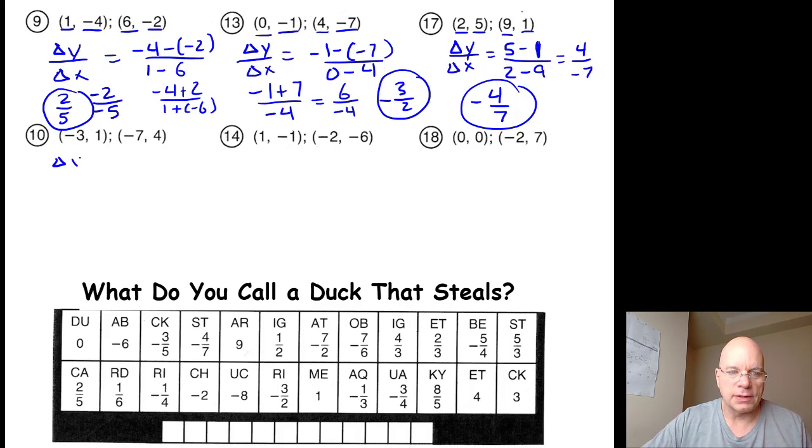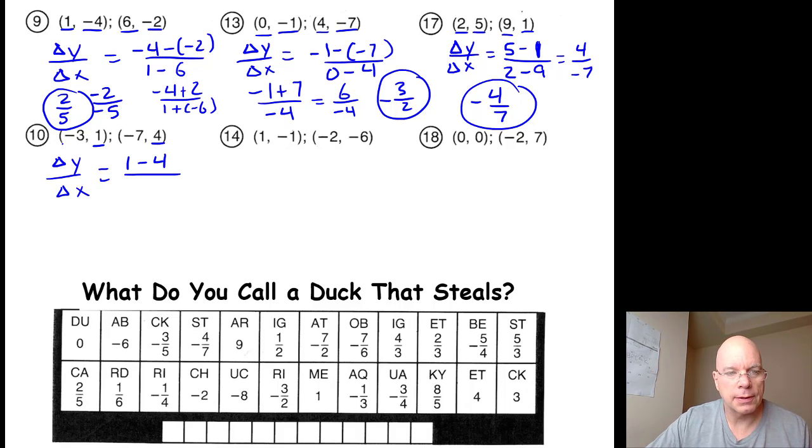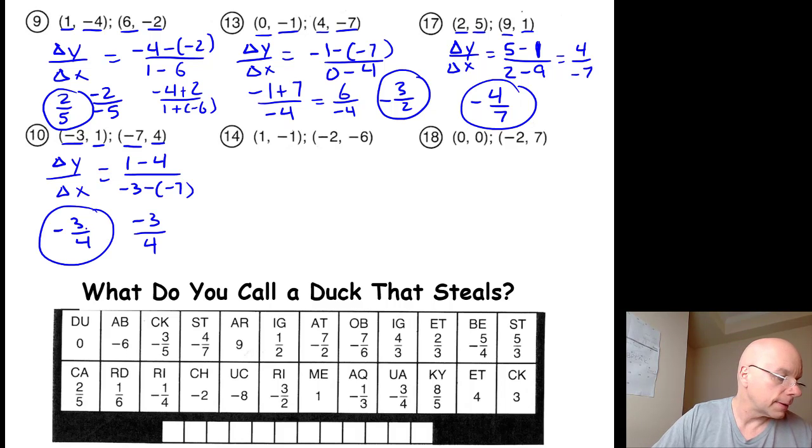10, delta y over delta x. 1 minus positive 4 over negative 3 minus negative 7. 1 minus 4 is negative 3. Negative 3 minus negative 7 is the same as negative 3 plus positive 7, so that's positive 4. So number 10 is negative 3/4 for the slope.